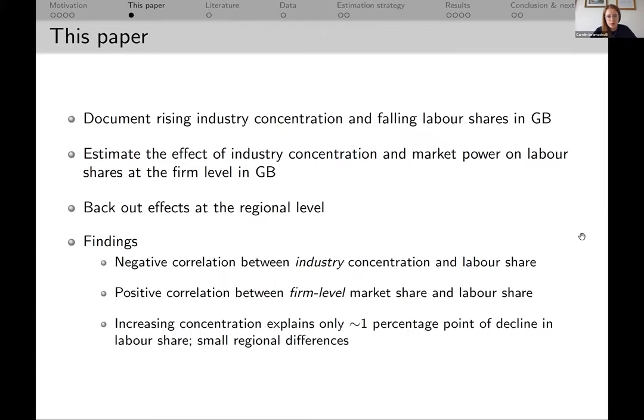Okay, so what am I doing in this paper? Basically, the first thing is just documenting the rising industry concentration and labor shares in Great Britain.